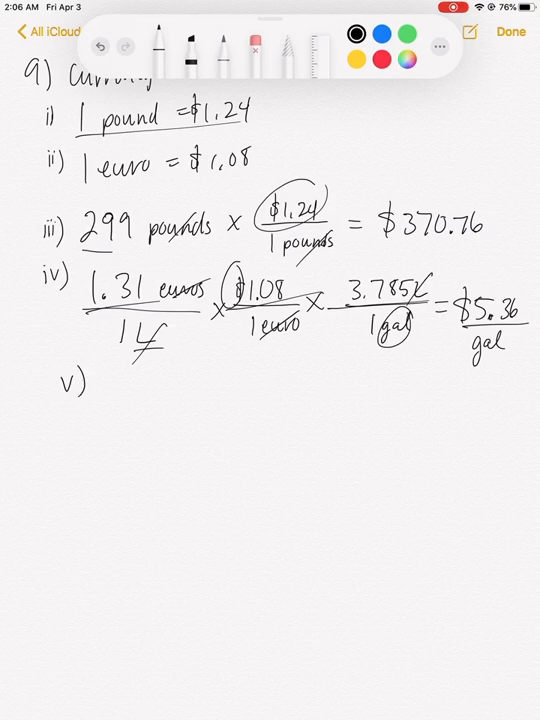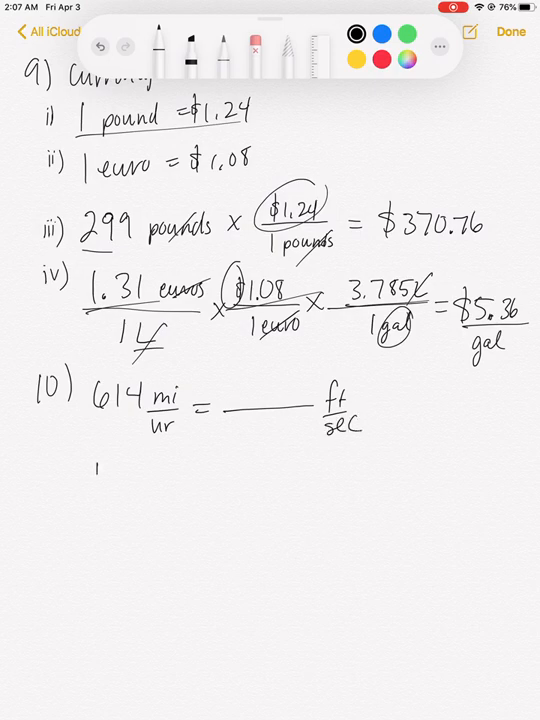Number 10, we just have one more practice problem to help us prepare for our homework. It's a skydiver example. Competition speed skydivers have reached record speeds of 614 miles per hour. At this speed, how many feet would you fall every second? So we need 614 miles per hour to equal some number of feet per second. That's what we're looking for here. So we'll start with 614 miles for 1 hour.